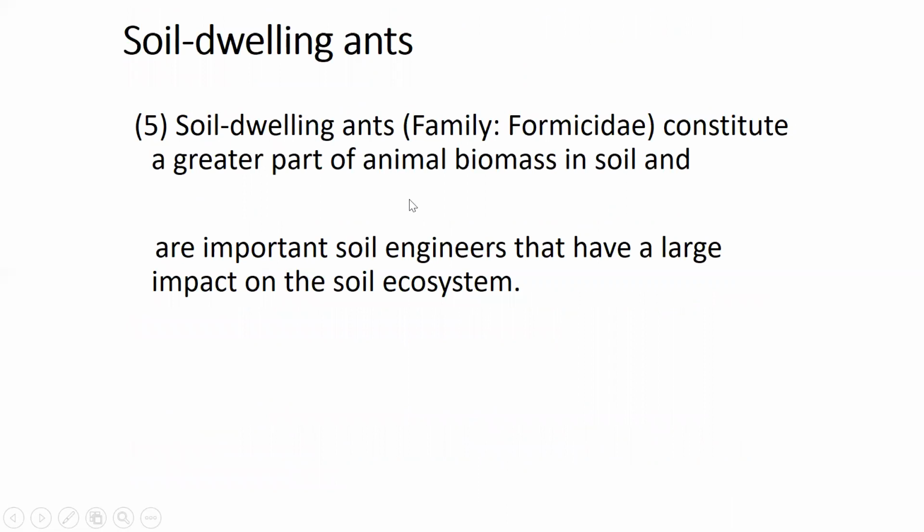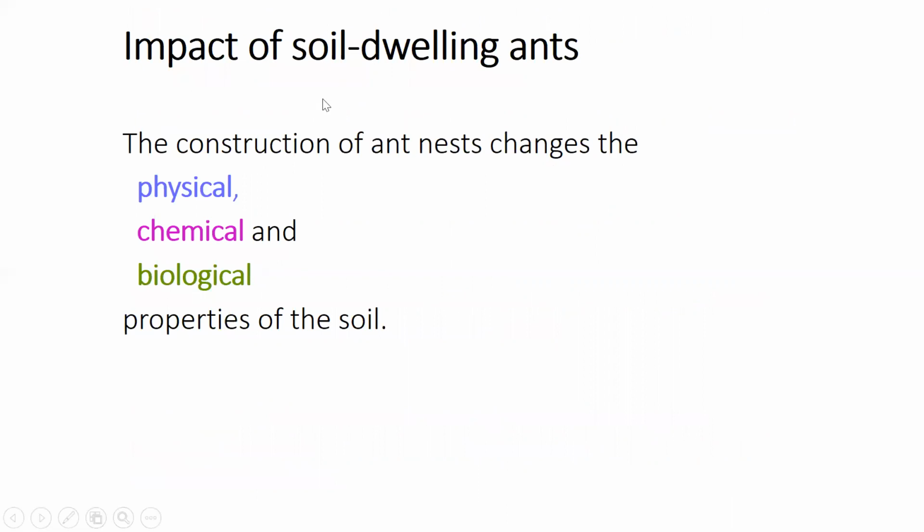Then, moving on to soil dwelling ants. Soil dwelling ants constitute a greater part of animal biomass in soil, and they are very important soil engineers that have a large impact on the soil ecosystem. So what are they doing there? The construction of ant nests, I showed you ant nests made on the ground, changes the physical, chemical, and biological properties of the soil.